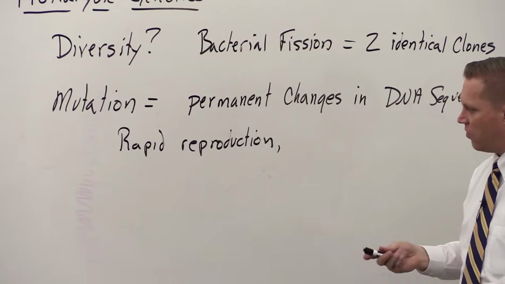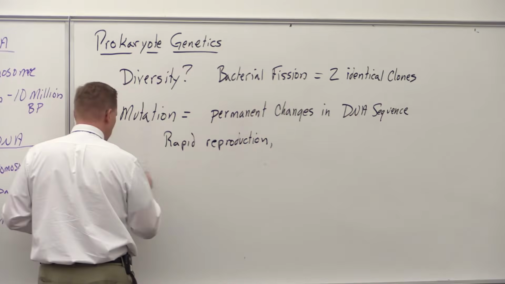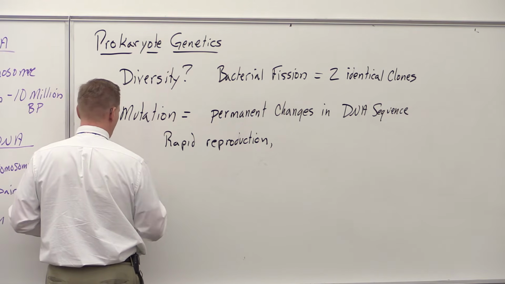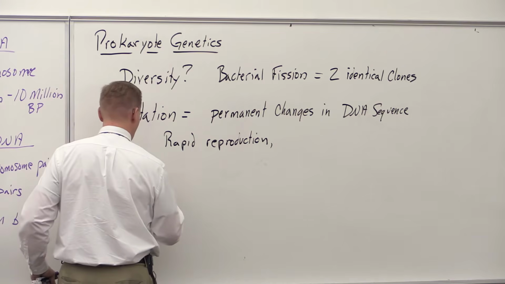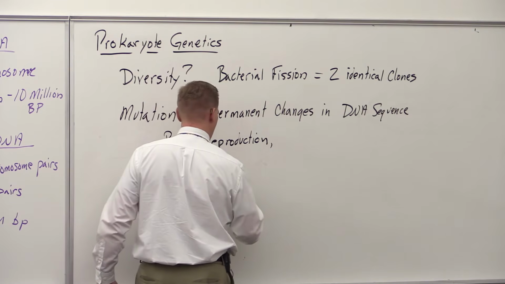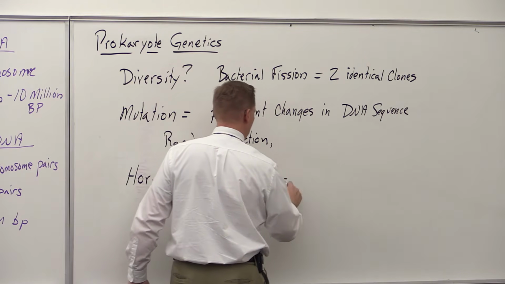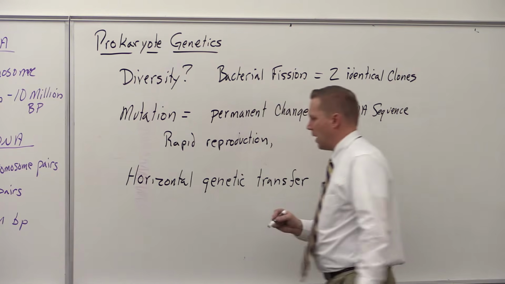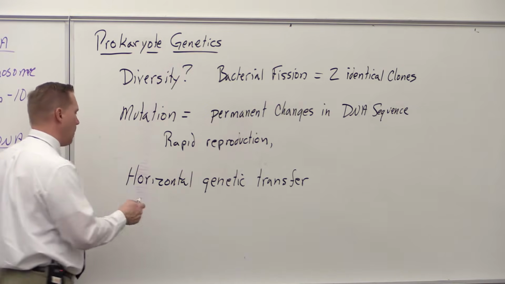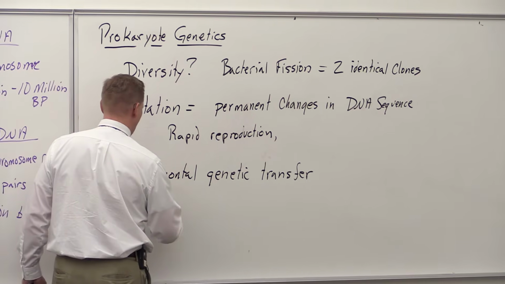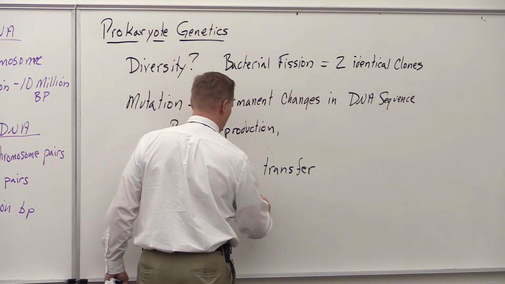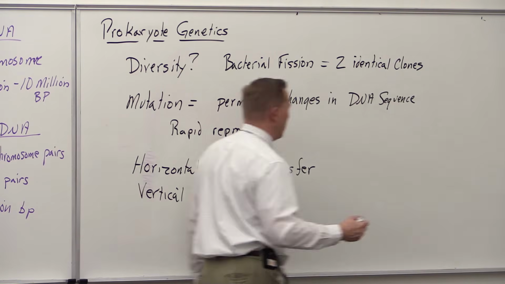Prokaryotes will use high mutation rates, but they also use another form of reproduction called horizontal genetic transfer. Okay? Now, let me explain. We call this horizontal genetic transfer, and then the opposite of horizontal genetic transfer would be vertical genetic transfer.